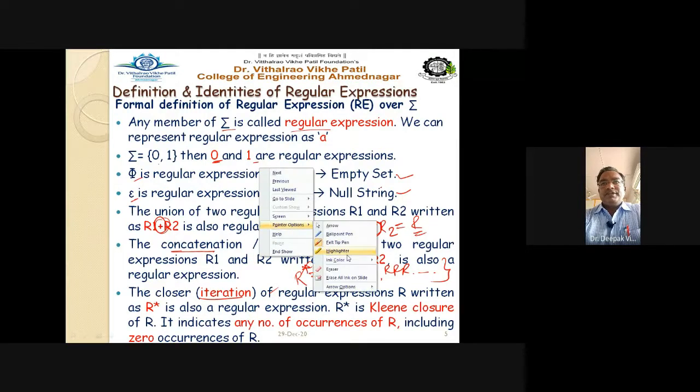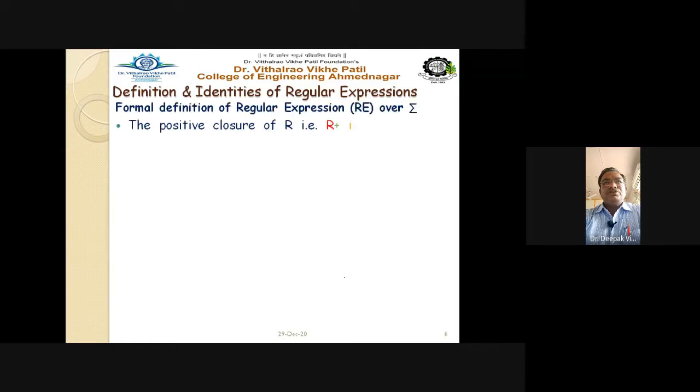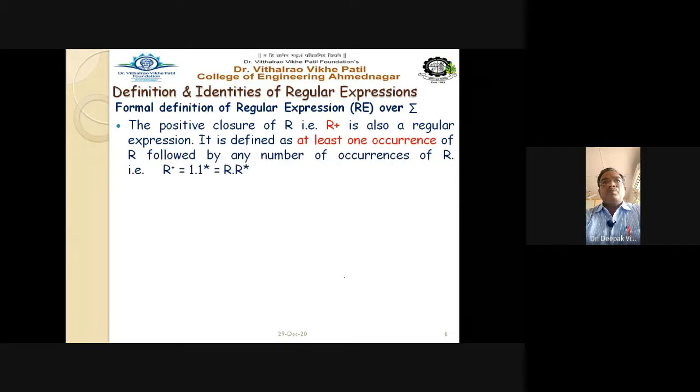Now let us go to the next slide. Continuing the definition of the regular expression R over input alphabet sigma: the previous one was the Kleene closure, and now here is the positive closure, indicated by the plus sign. That is R raised to plus, and R plus is also a regular expression. It is defined as at least one occurrence of R. At least one occurrence of R means there must not be zero occurrences of R; at least one R must be present.